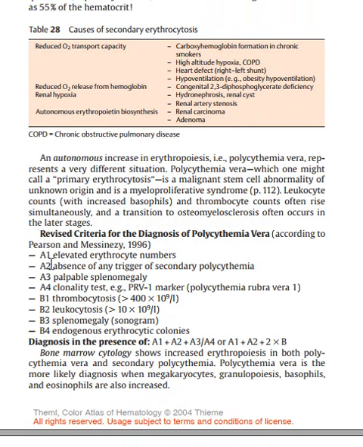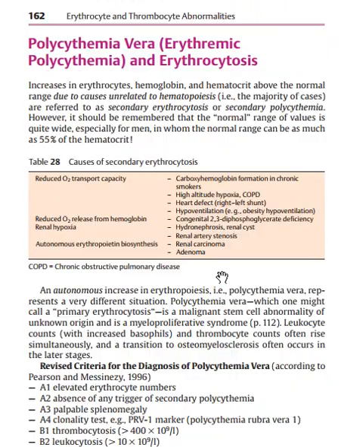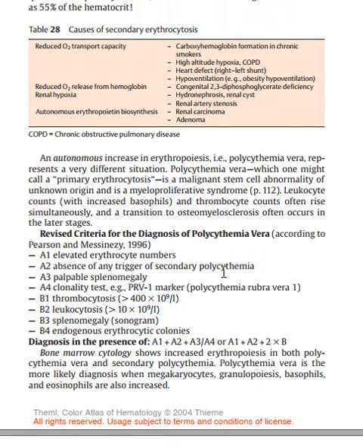So now these are the revised criteria for diagnosis of Polycythemia vera. If you have an elevated erythrocyte level, that is the first. The second is absence of any trigger of secondary polycythemia. If there is any trigger of secondary polycythemia, that is not going to be Polycythemia vera. So Polycythemia vera is not secondary polycythemia. You must exclude the causes of secondary erythrocytosis. Is it clear? So you must exclude all of this that you have seen. So there must be absence of any trigger of polycythemia.